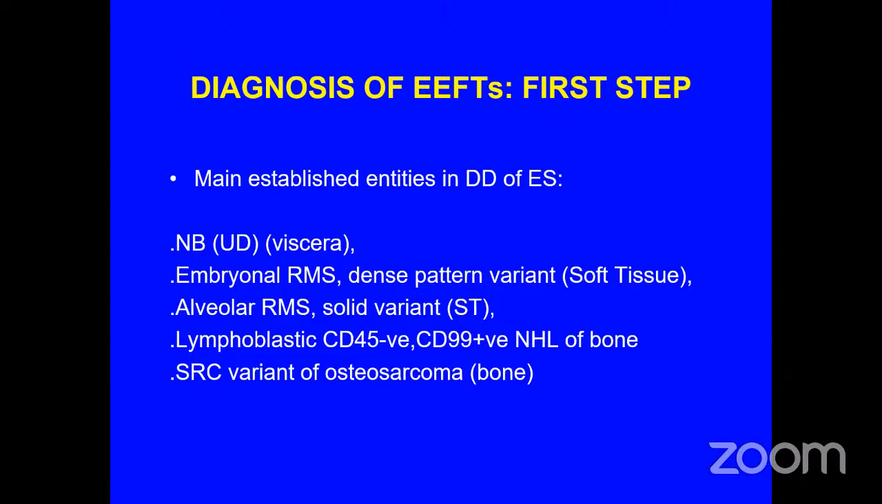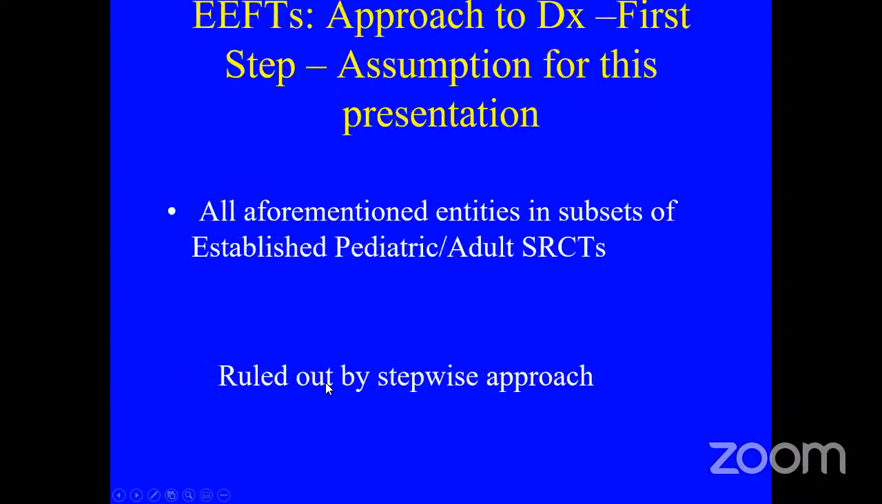Amongst these, the main tumors which need to be considered in the differential diagnosis of EEFTs are listed on this slide. Neuroblastoma, embryonal rhabdomyosarcoma, showing dense pattern, alveolar rhabdomyosarcoma of the solid variant, and lymphoblastic CD45 negative, CD45 positive non-Hodgkin's lymphoma of bone, and the small round cell variant of osteosarcoma.